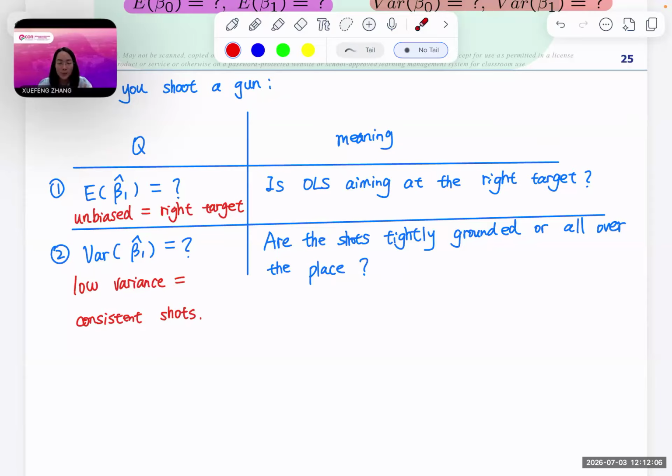So I'm gonna repeat it again. This is very important. In practice, we can never collect every possible sample. We only get one dataset in real life. So we need to know, is our method reliable in principle? The expected value and variance answer exactly that question, okay?